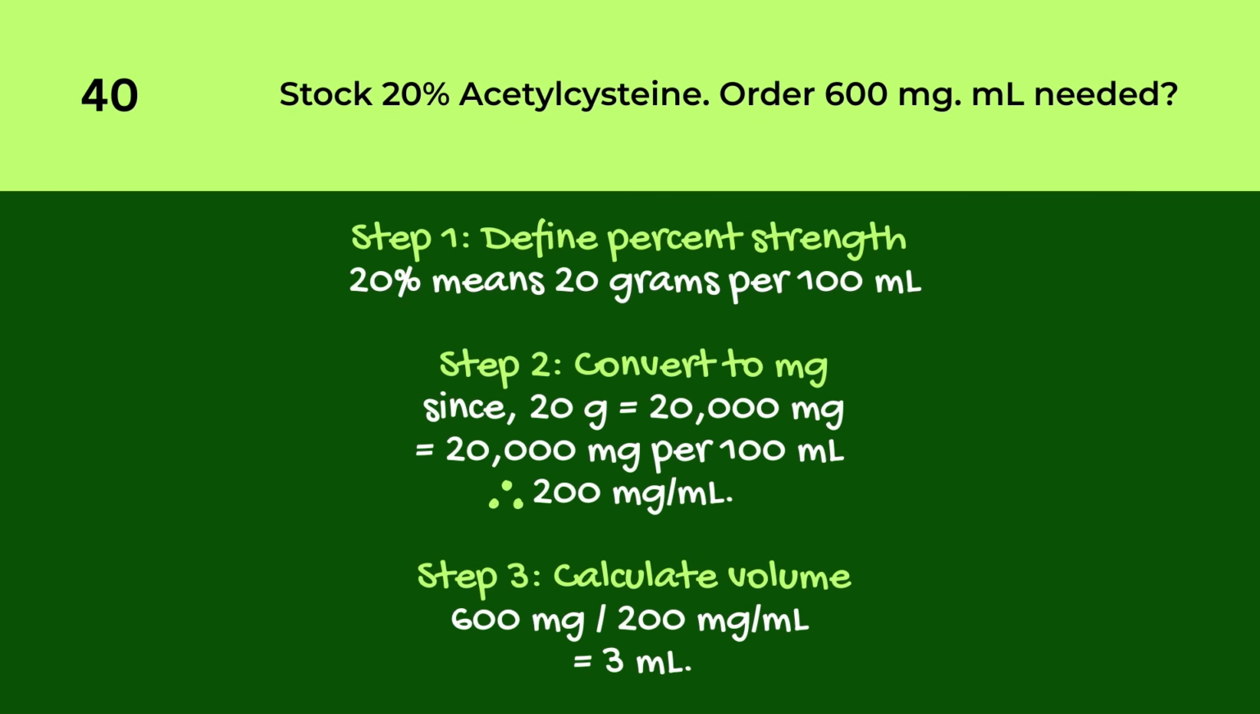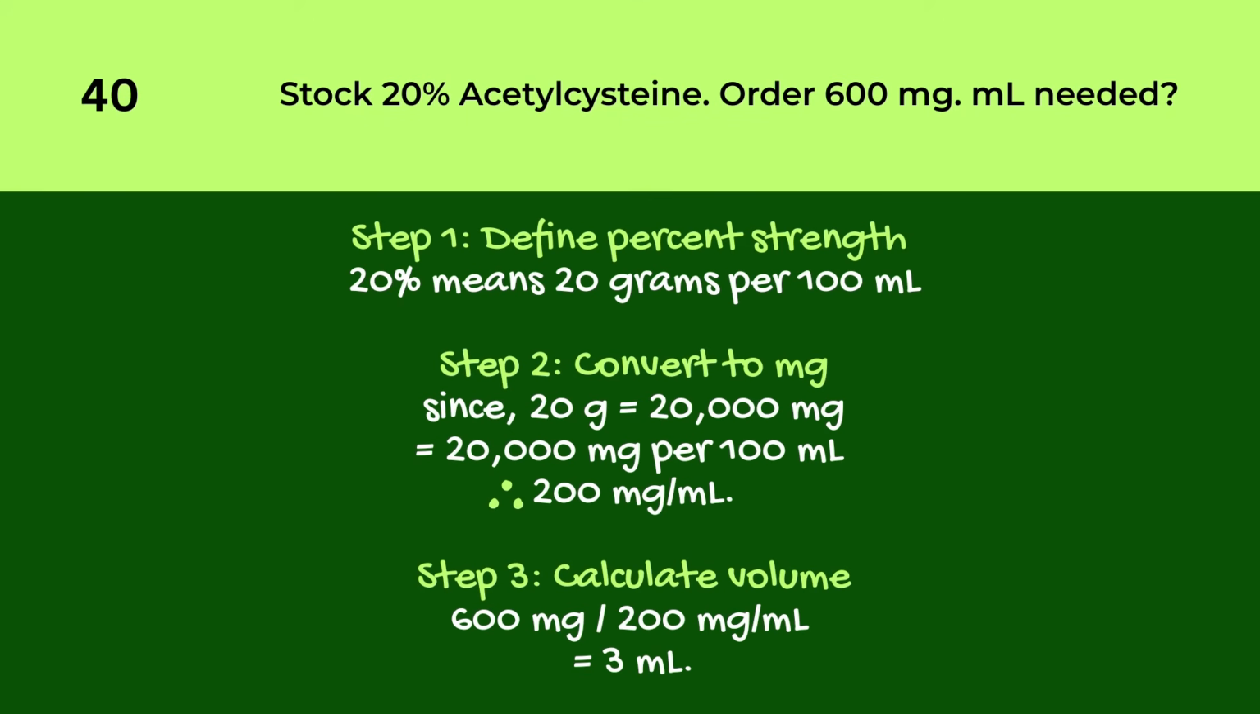Step 1 is to understand what 20% strength means. It means 20 grams per 100 milliliters. Step 2 is to convert those grams to milligrams, so they match our order. 20 grams is equal to 20,000 milligrams. So our concentration is 20,000 milligrams per 100 milliliters. If we divide 20,000 by 100, we get a final concentration of 200 milligrams per milliliter.